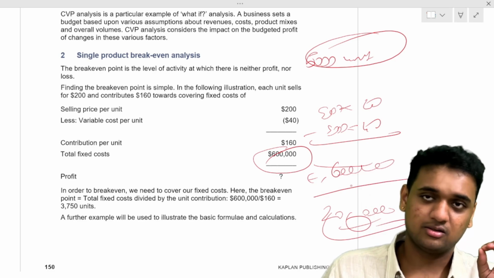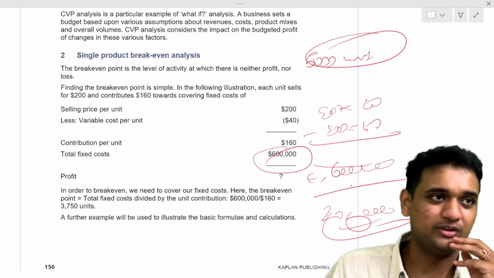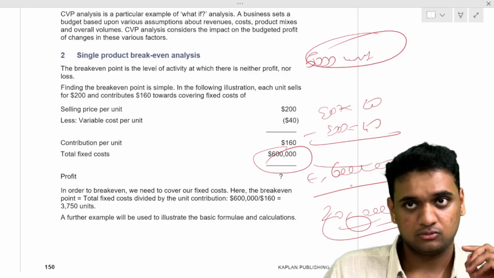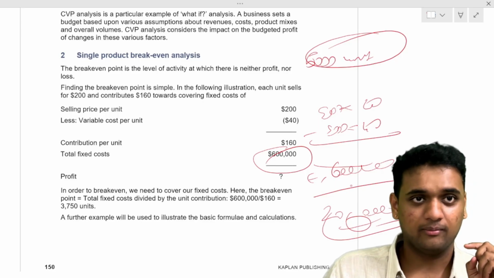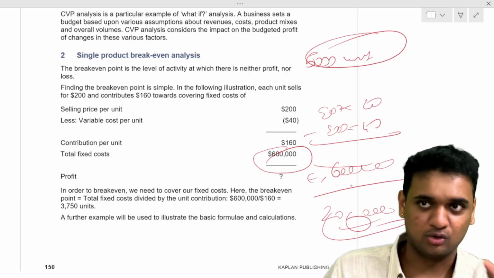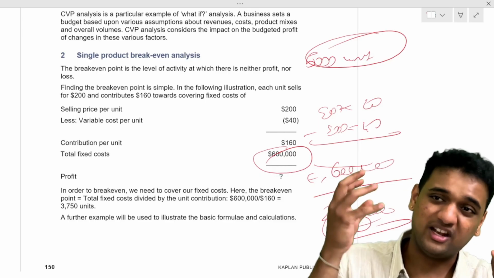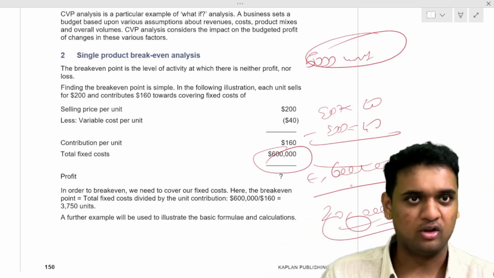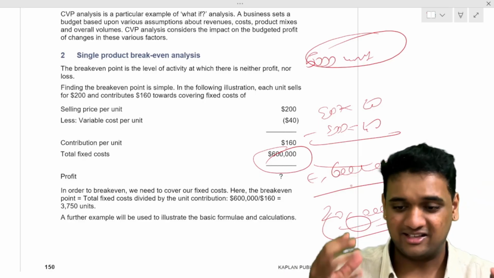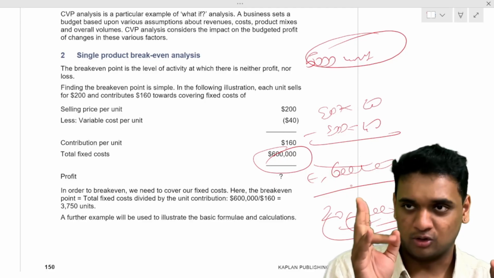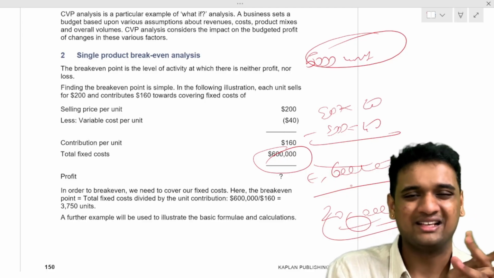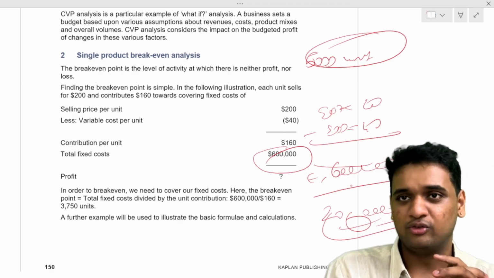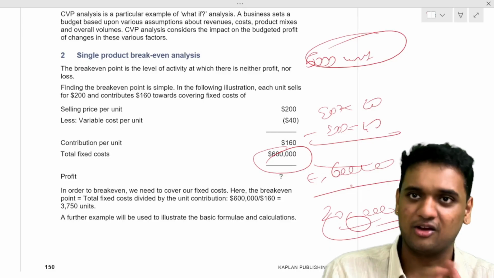Now tell me this. How many extra units did we sell more than the break-even point? 1,250. Total units we sold is 5,000 units. How many units do we need to sell in order to break even? 3,750, we found in the previous example. Extra how much we sold? 1,250. The 1,250 is called the margin of safety.